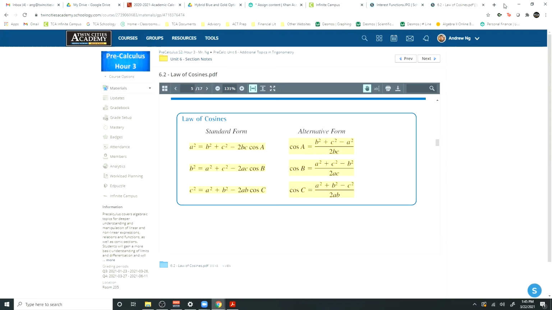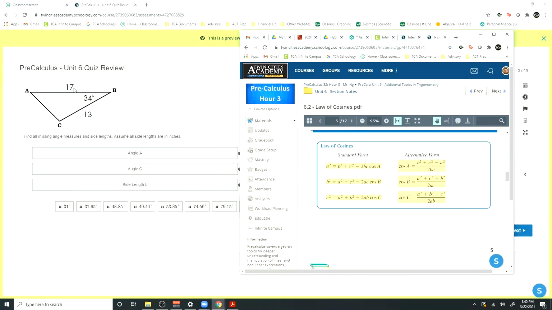So for this problem, since I have two side lengths and an included angle, I'm going to use the standard form starting with b squared, because b is opposite my known angle. B squared equals a squared plus c squared minus 2ac times the cosine of b. So b squared is equal to a squared plus c squared minus 2ac times the cosine of angle b.